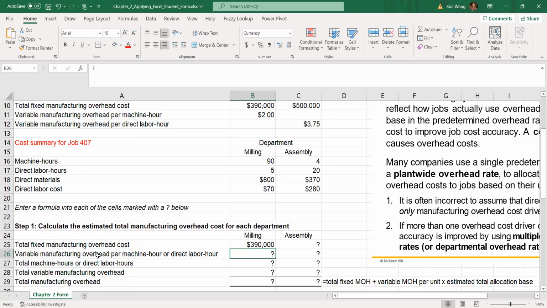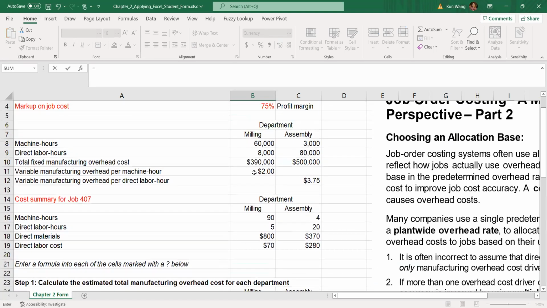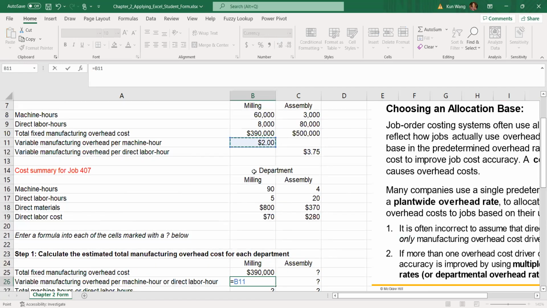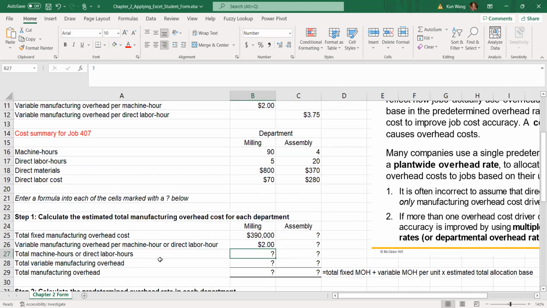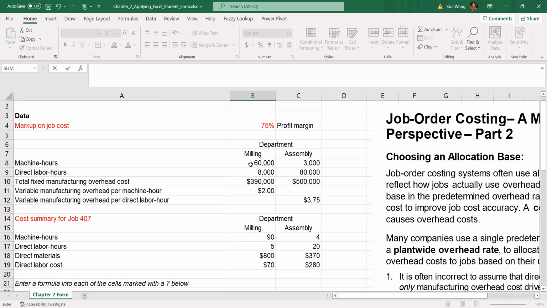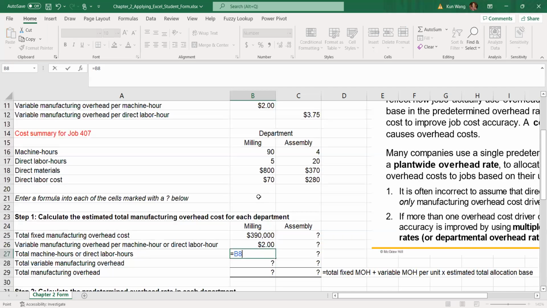Then variable manufacture overhead per machine hour, be careful, that's your variable overhead per unit, is also available here already. That's B11. So B11 equals $2 per machine hour. Then total machine hours or direct labor hours, because that depends on milling or assembly. For milling, it should be the total machine hours. Be careful, you should use B8 rather than B9. B9 is labor hours, B8 is machine. So 60,000.